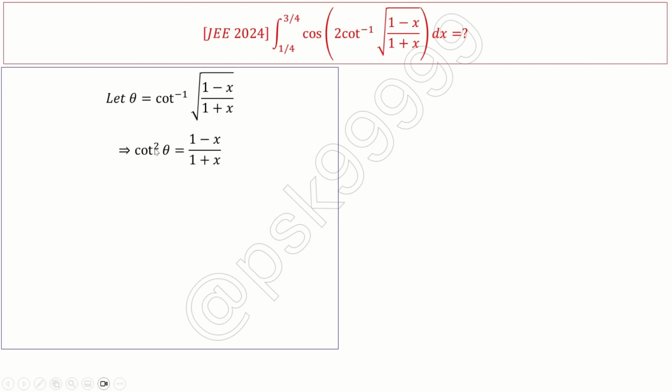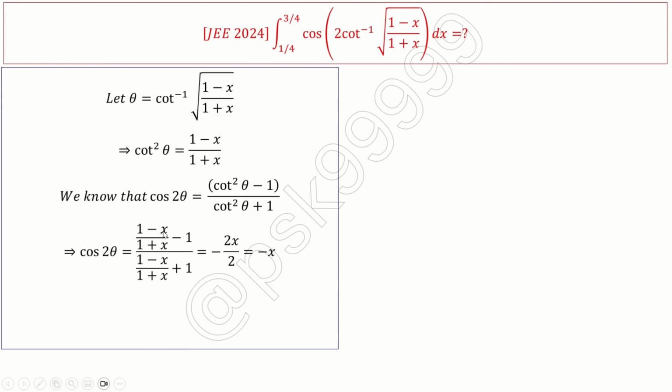Now what is it? Cot square theta is (1 minus x) by (1 plus x). But the only thing you should remember, cos 2 theta is (cot square theta minus 1) by (cot square theta plus 1), which means if I substitute here, cos 2 theta is nothing but ((1 minus x) by (1 plus x) minus 1) divided by ((1 minus x) by (1 plus x) plus 1). If you simplify, you'll get minus x for cos 2 theta. And this whole thing is cos 2 theta actually. Correct? So cos 2 theta is nothing but minus x.